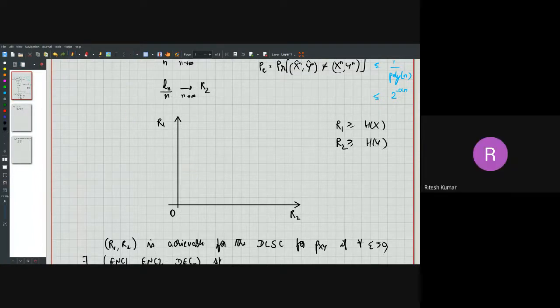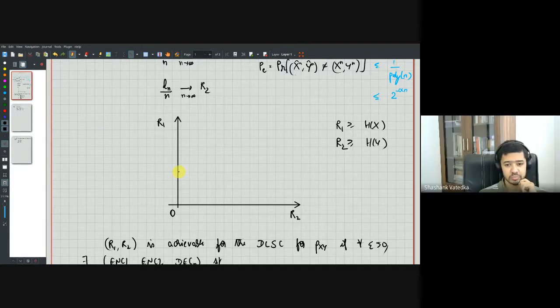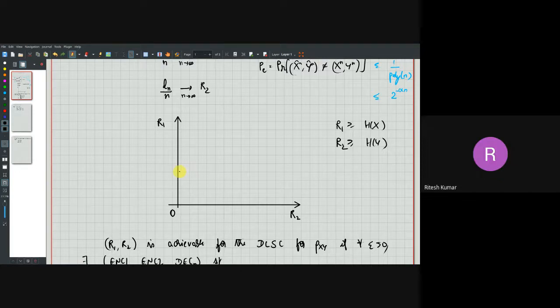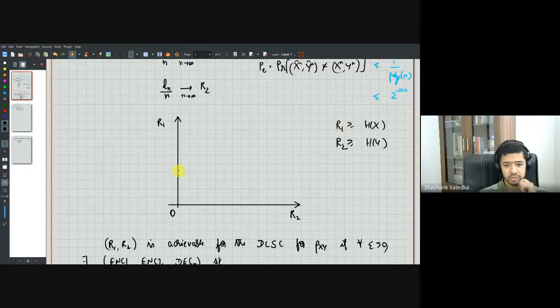That will be a straight line somewhere. R1 is a straight line which is perpendicular. Perpendicular to what? That will be a value of H of x, and above that one, that region belongs to R1. Correct. So this will be perpendicular to the R1 axis, so it will look something like this.